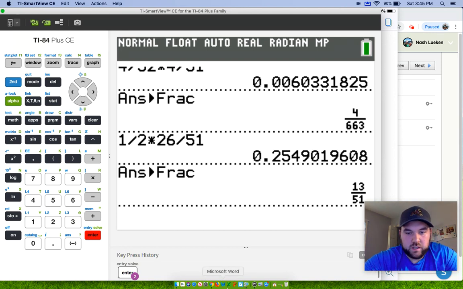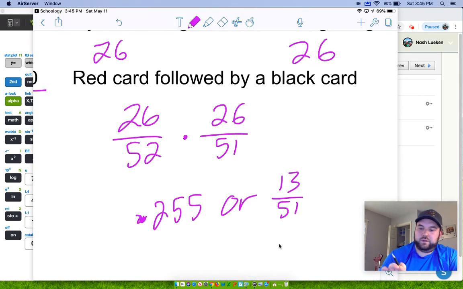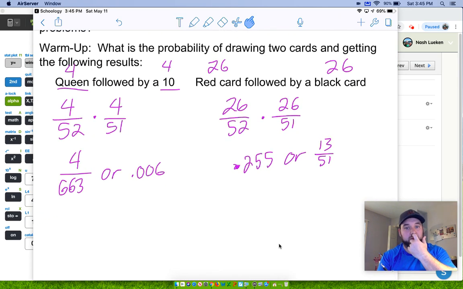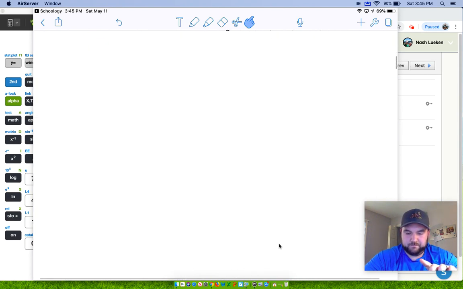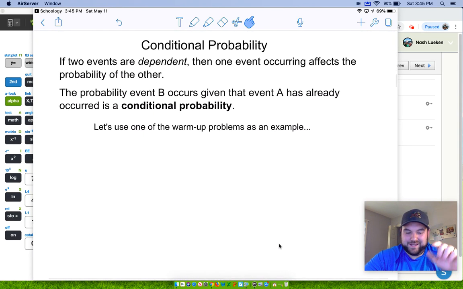Okay, so technically these are and probabilities because it's a red card and then a black card. So yeah, there's the multiple events thing that we talked about in 11.3. All right, conditional probability deals all with dependent events. So dependent events, again, just means that one event happening means that the probability of the other event is affected in some way. Either it goes up or it goes down.